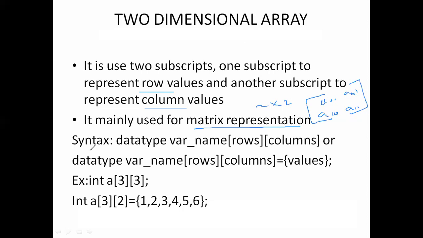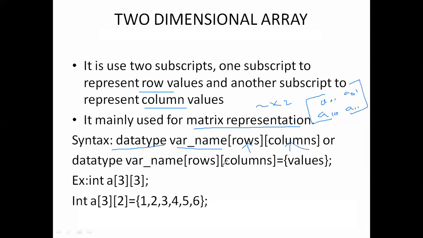Here, to understand better, see the syntax for the two-dimensional array. First you have to write the data type, just like the one-dimensional array, then the array name. Then here we have two subscripts, one is row and the other one is column.